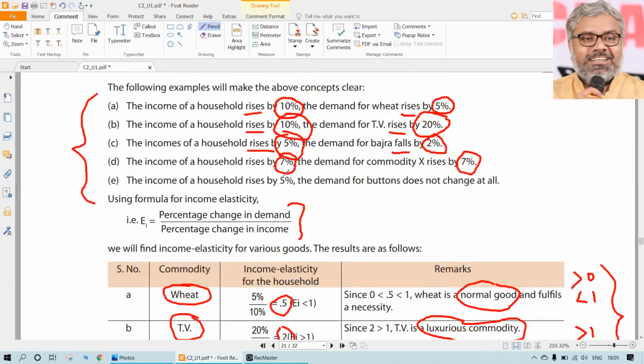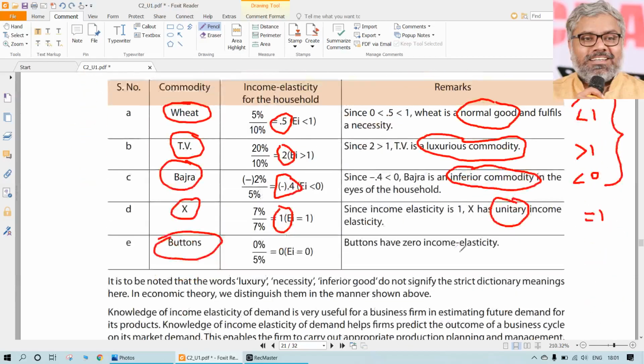Then another thing. Income of the households increases by 5%, and demand for buttons does not change at all. It does not change at all. That means there is no change in demand, so 0 in the numerator. 0 divided by anything is what? That is 0 only. So what is this here?